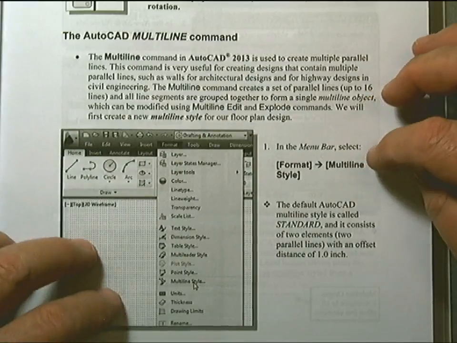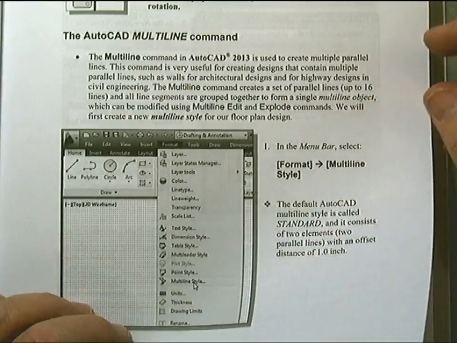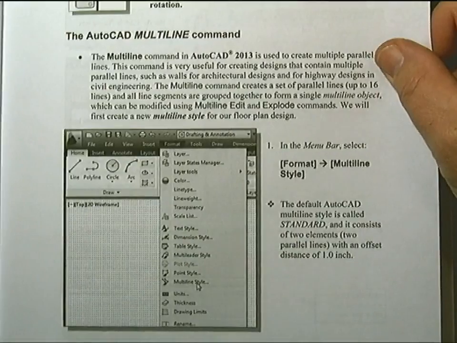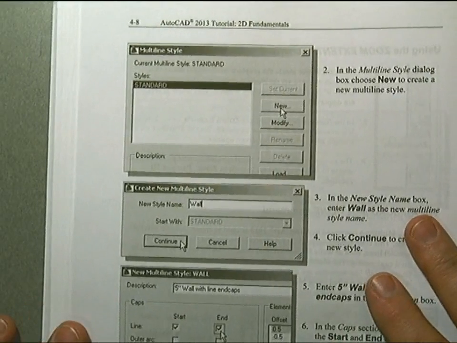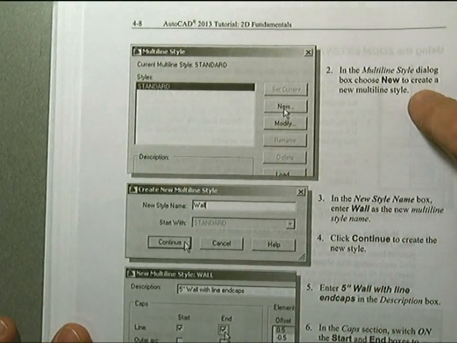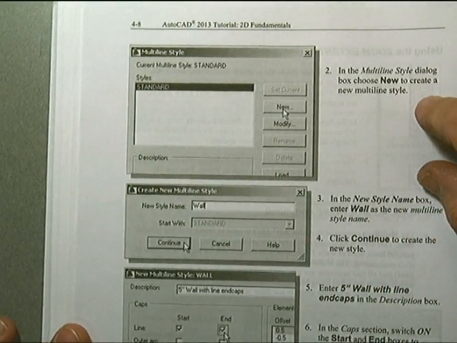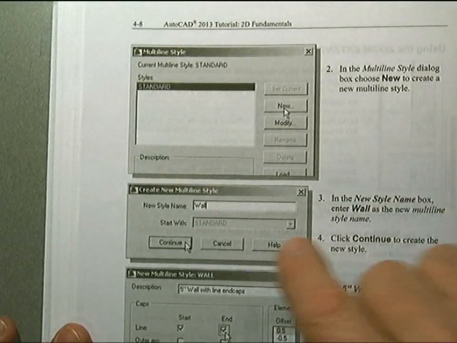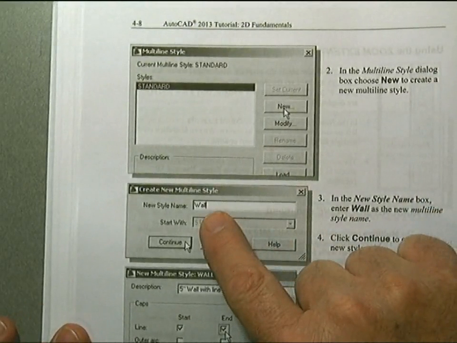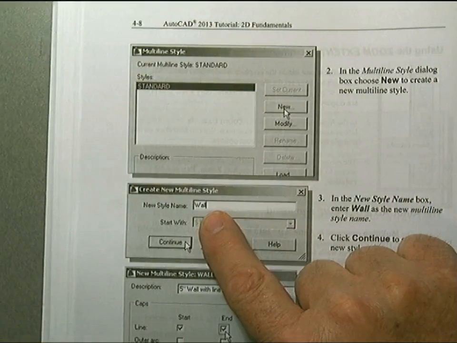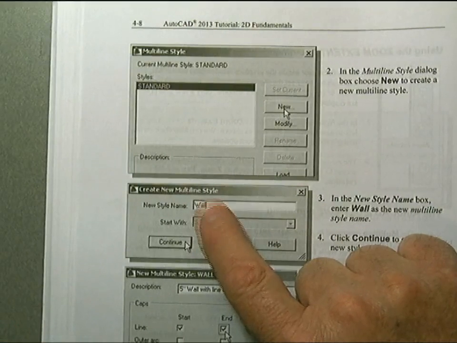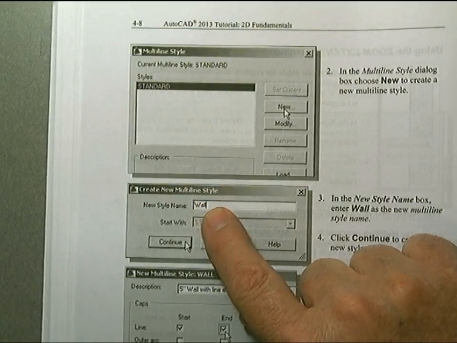We begin by going to the multiline style. To be able to use multilines, we have to create a style. The multiline style, we create what we need. We'll name it the name that it needs for the component, so it's usually related to the component that you're drawing. That's why it's called wall.